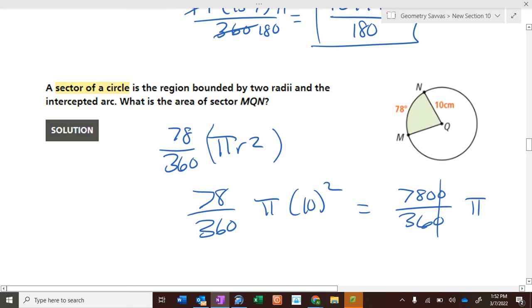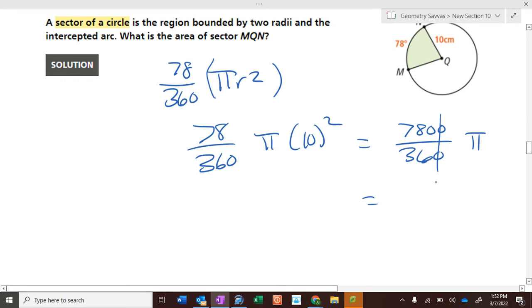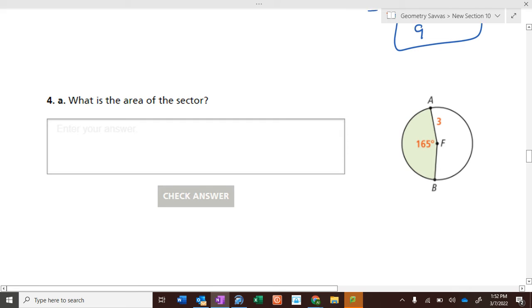Zeros cancel in each. I bet 4 goes into each. Take 780 divided by 4 once. 195 over 9 pi. That's the sector of the circle. That's how much area is in that pie-shaped piece.